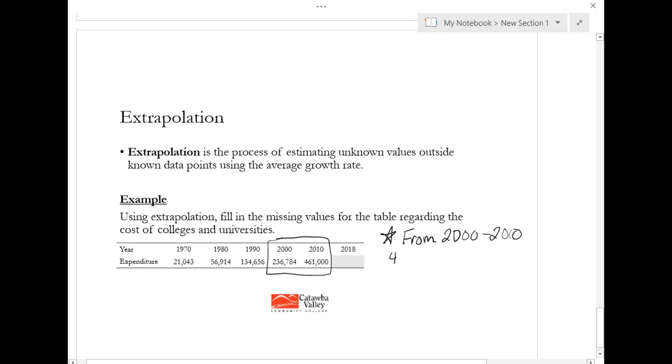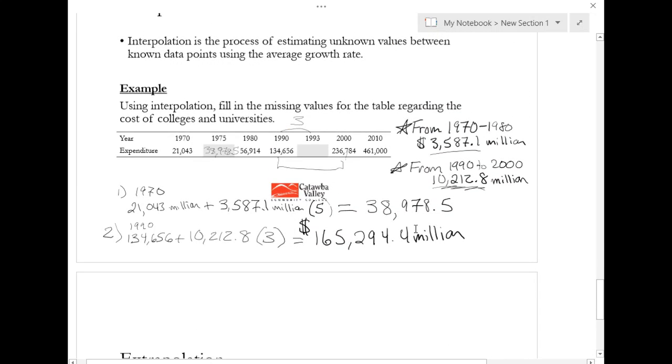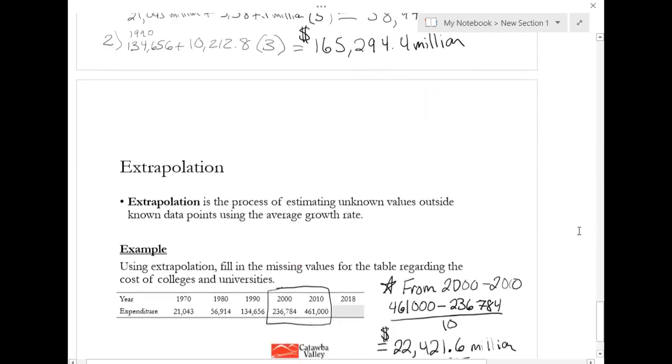So that would be 461 minus 2. That gives me 22,421.6 million. I really should have mentioned that each one of these is in $1 million per year. So I should scroll up here and also say that this is $1 million per year, because the growth is happening each year in those cases.